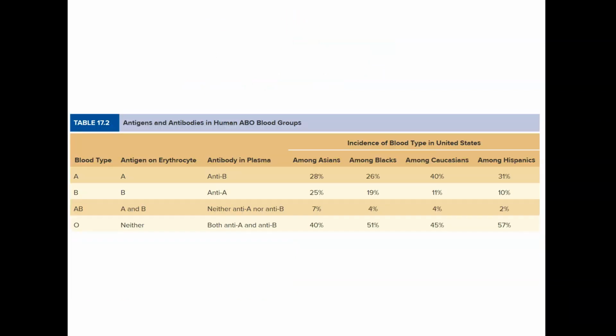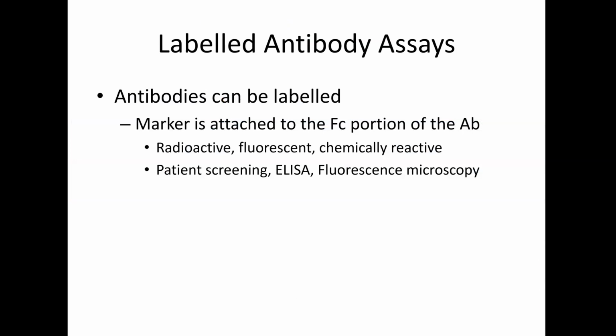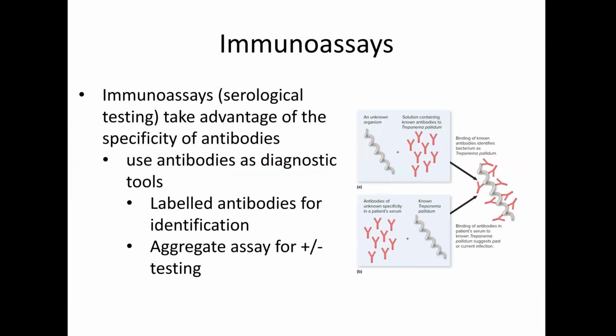Okay, so if you recall, let me just go back to this. The two examples I just gave you, the fluorescence microscopy and the ELISA, are using the labeled antibodies to identify. But we can also very simply use antibodies to aggregate, to look for aggregation. That's what we did here, right? We can see that the antibodies are recognizing, in this case, Treponema pallidum.